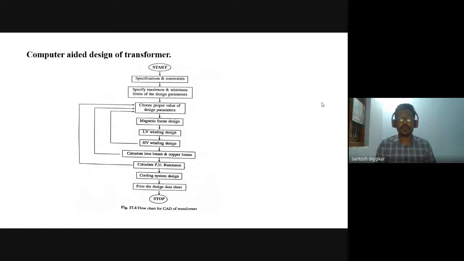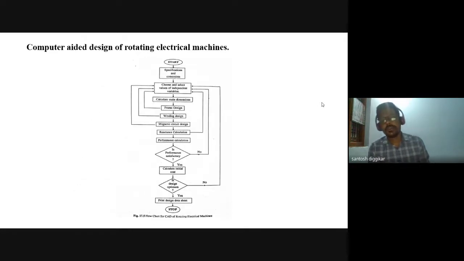If everything is okay, proceed to the cooling system design. If everything is okay, print the design data sheet. This is what a flow chart for computer design of a transformer looks like. So using this flow chart as a base, we can create the code for the design of a transformer. And rotating machines are the same thing.